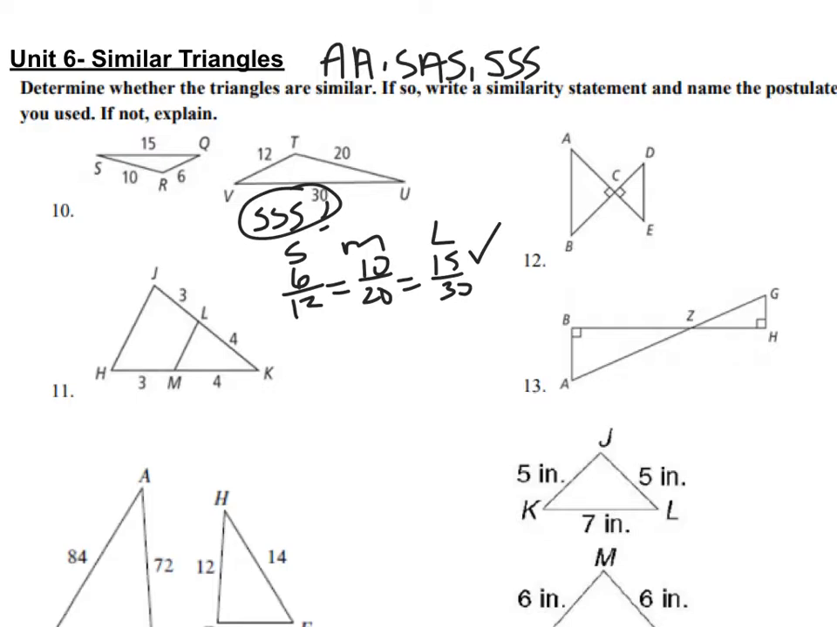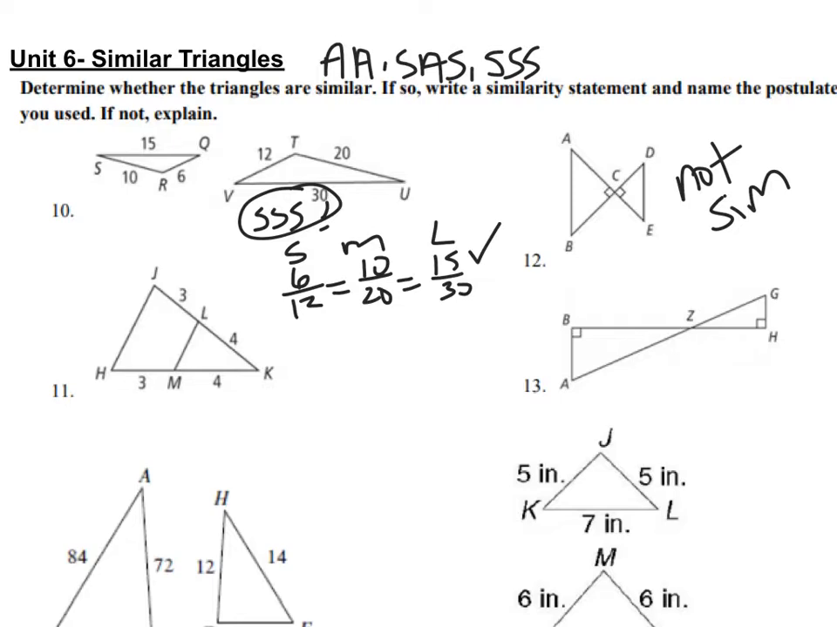Going to the right, I notice I have a bow tie, but they've already marked that that angle is congruent. So since they didn't tell me these are parallel lines, I can't assume they are, which means these are not necessarily similar.